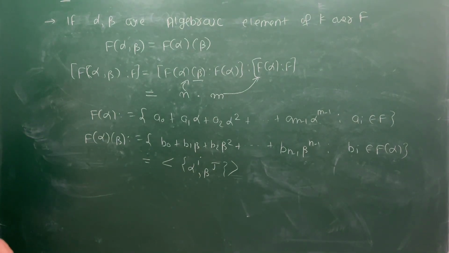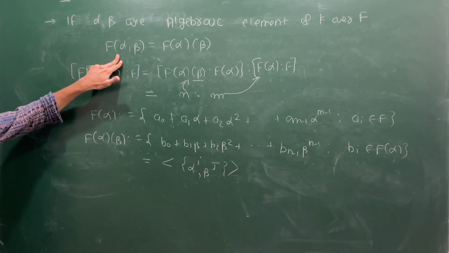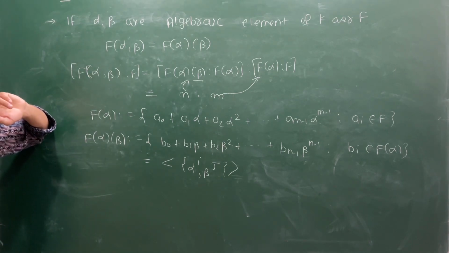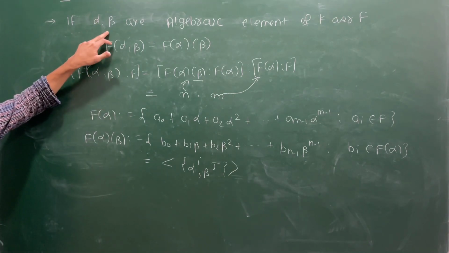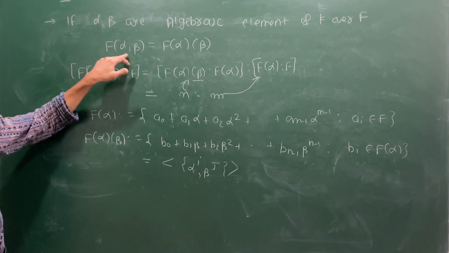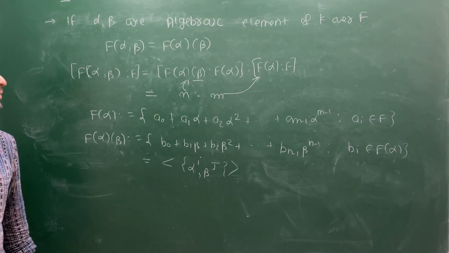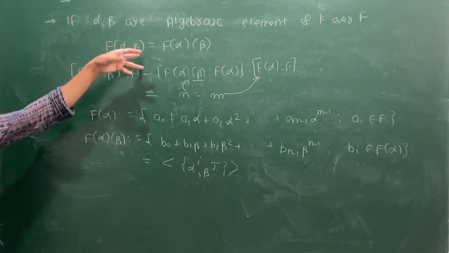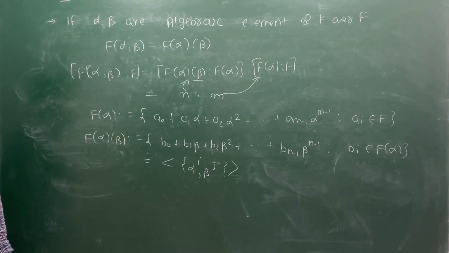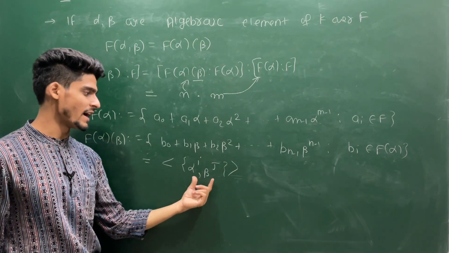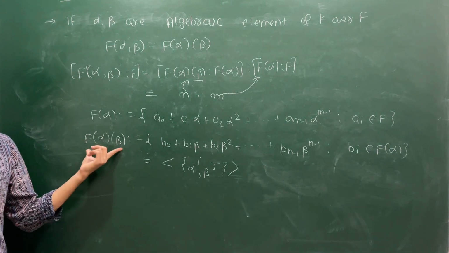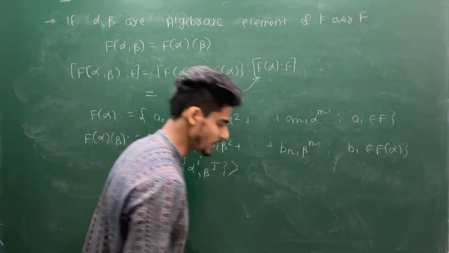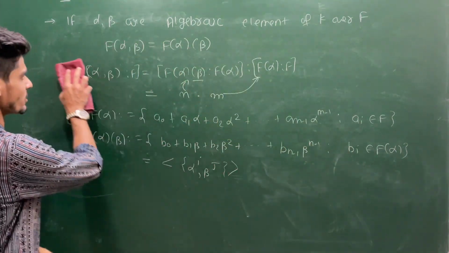And one thing I must say: this alpha and beta should be distinct elements, because if you choose the same elements, that will not give you any good result. They will give you just F(alpha) and F(beta) only. So try to prove that alpha to the power i and beta to the power j form a basis for this F(alpha, beta) over the base field F. I am leaving it to you. This is directly connected with the previous result.